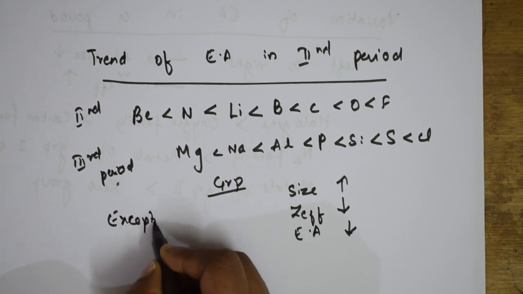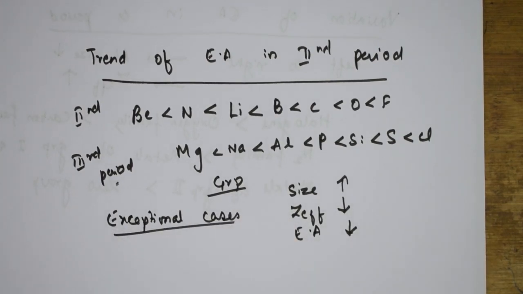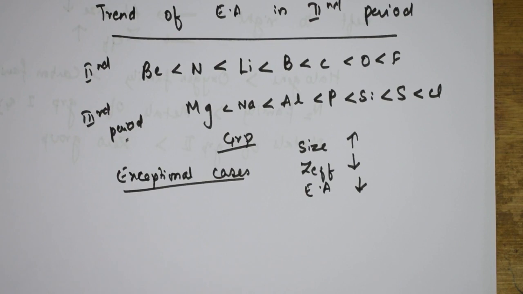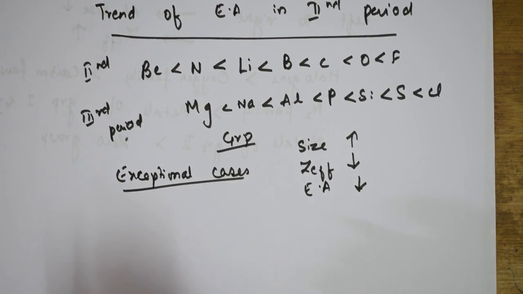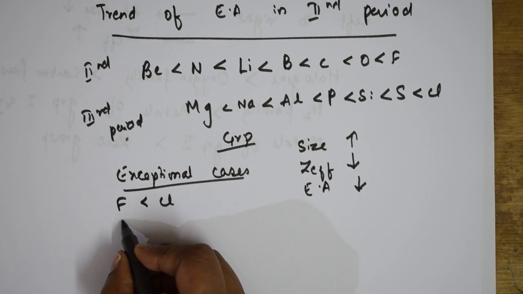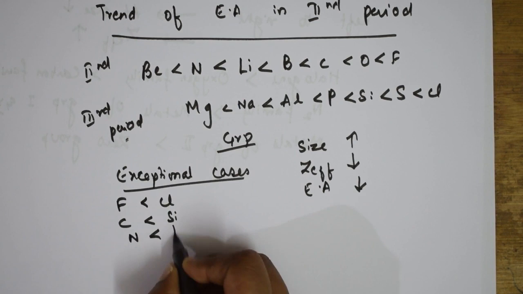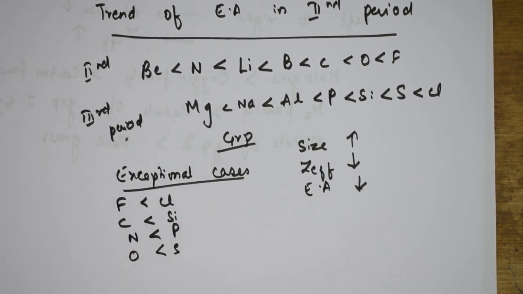Exceptional cases, because only these questions will be asked in the exam. Remaining all normal trends, I don't think they will question you, but exceptional cases will be given in the CBSE exam as well as your competitive exams also. So in exceptional cases, electron affinity of fluorine is less than that of chlorine, of carbon less than silicon, nitrogen less than phosphorus, oxygen less than sulfur, right? So such exception cases you have to remember.